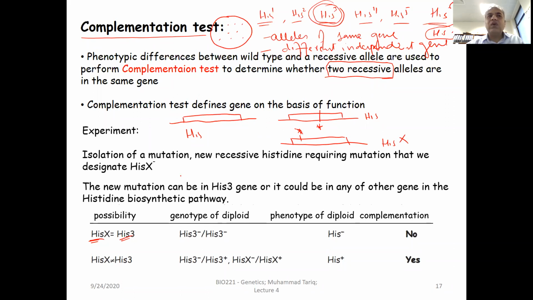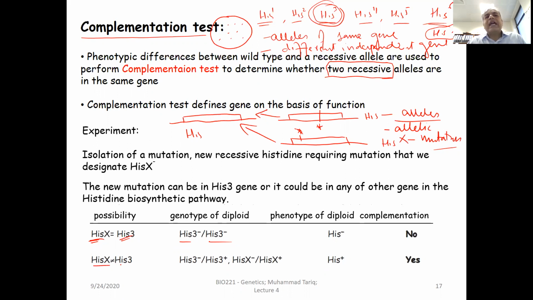So now, if they are in the same gene, what do we call them? They are alleles of the same gene. Alleles. Or we will say these are allelic mutations. They are allelic to what? The same gene, which is his. So in this case, if his X is equal to his 3, this will be the case.